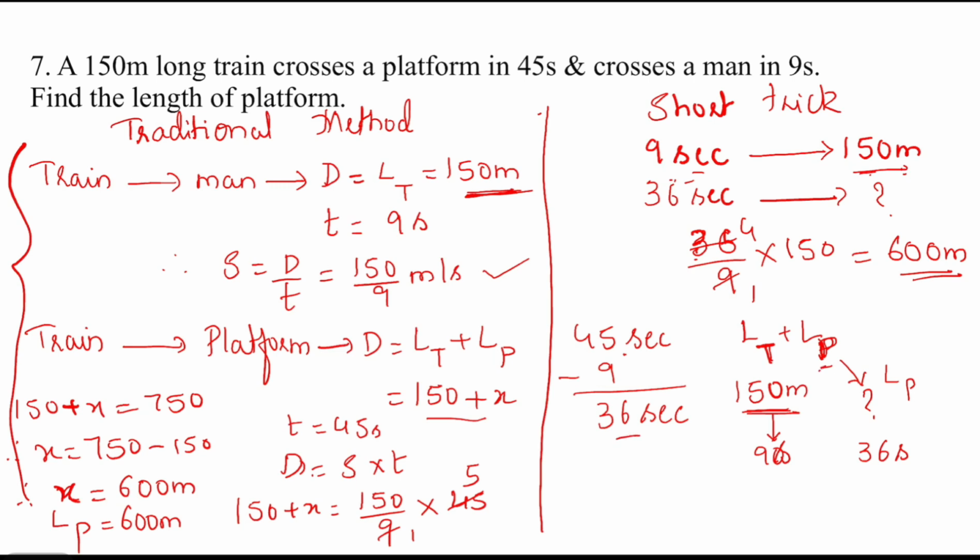So remaining time is how much? 36 seconds. That means it is taking 36 seconds to cross the length of platform. So if 9 seconds is 150 meter, 36 seconds is how much meter? Okay, so it is 600 meters. Okay, next problem.